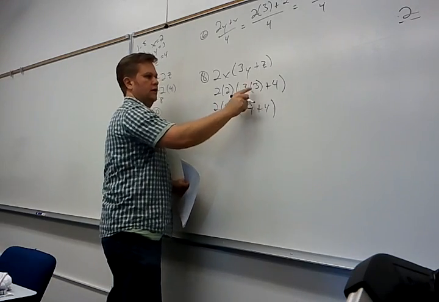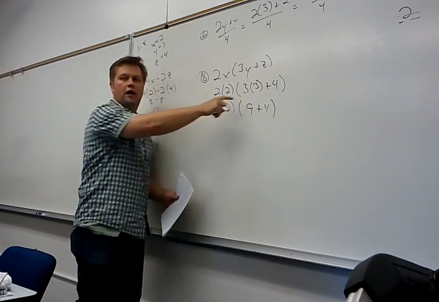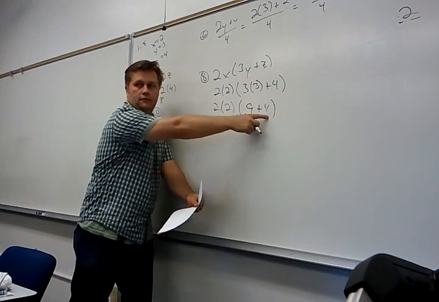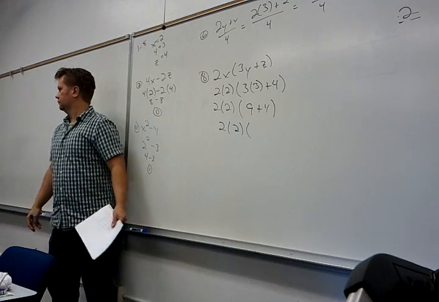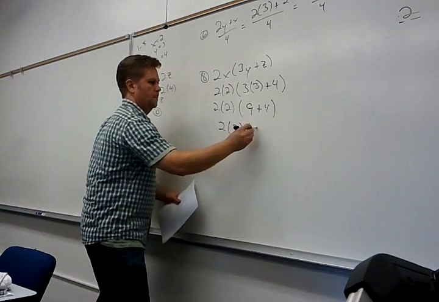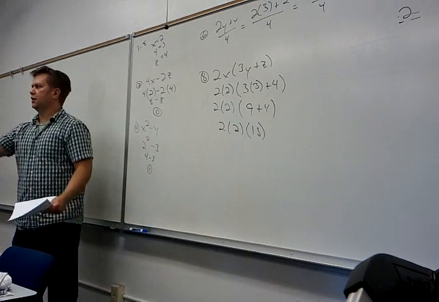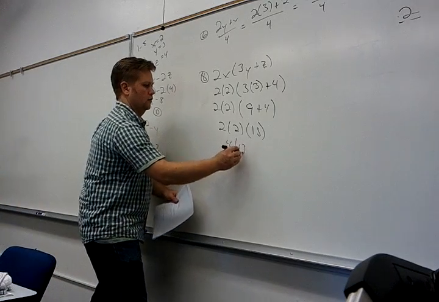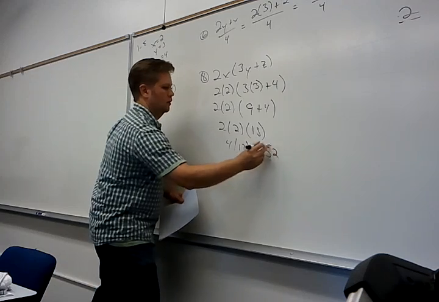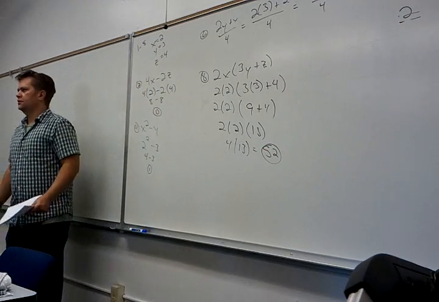9 plus 4 is inside. 3 times 3 is 9. I got to do multiply before add. And I'm not done in there yet. 9 plus 4, 13. Now I can just do the multiplication. 2 times 2 is 4. Times 13. 52.